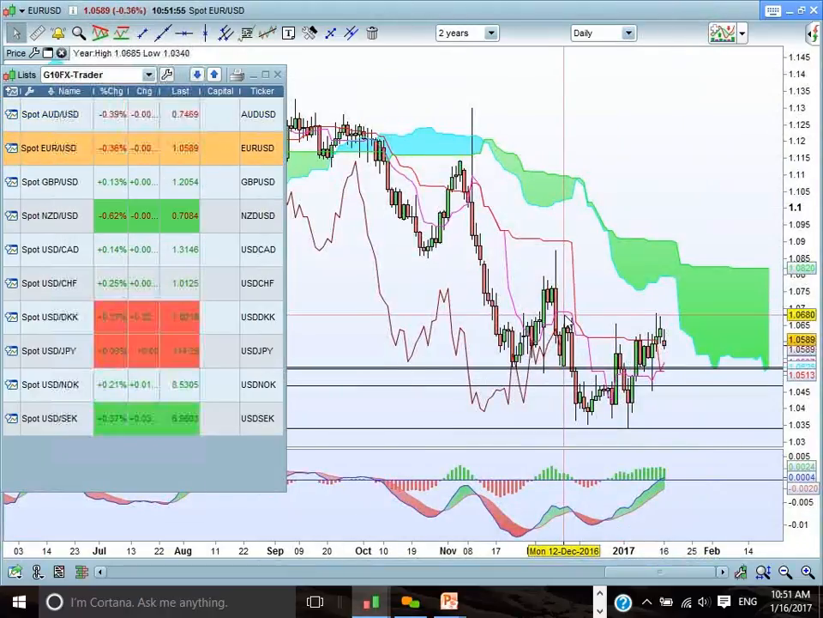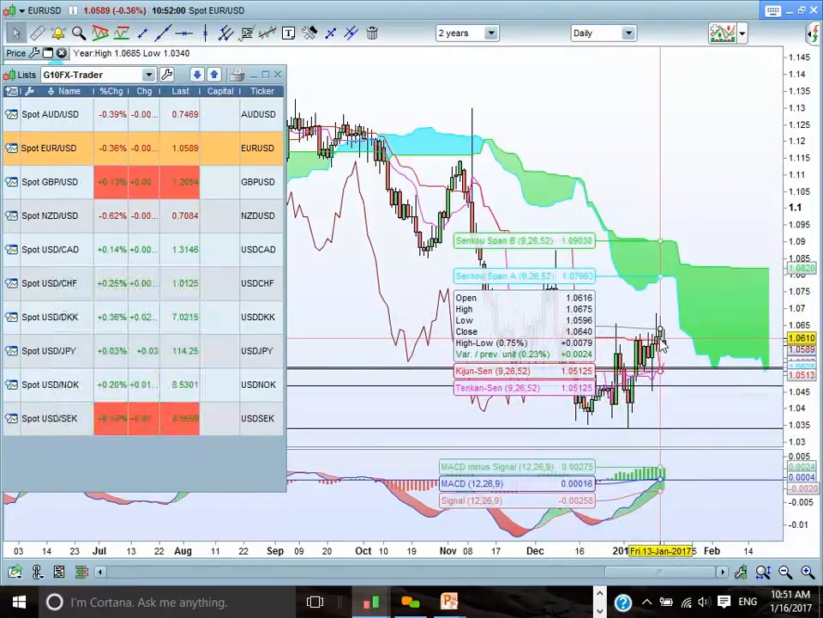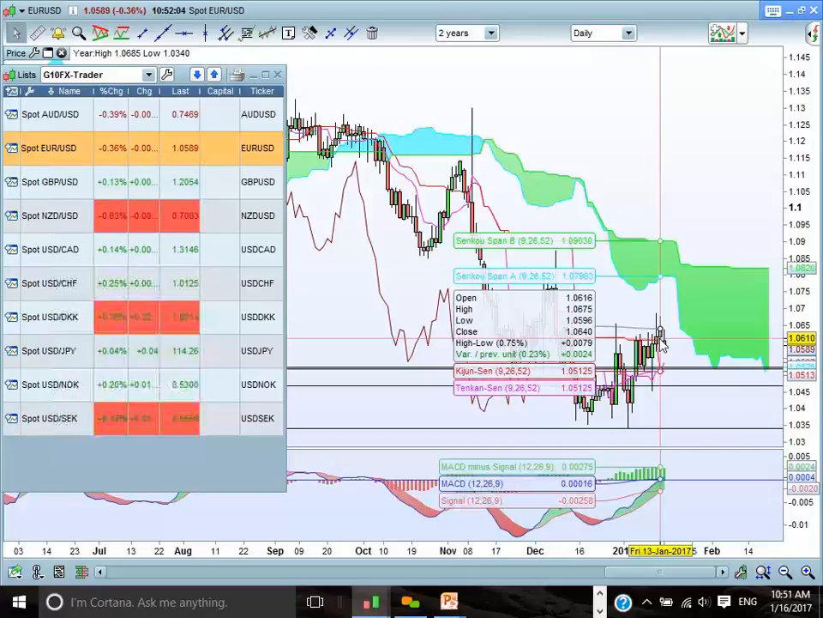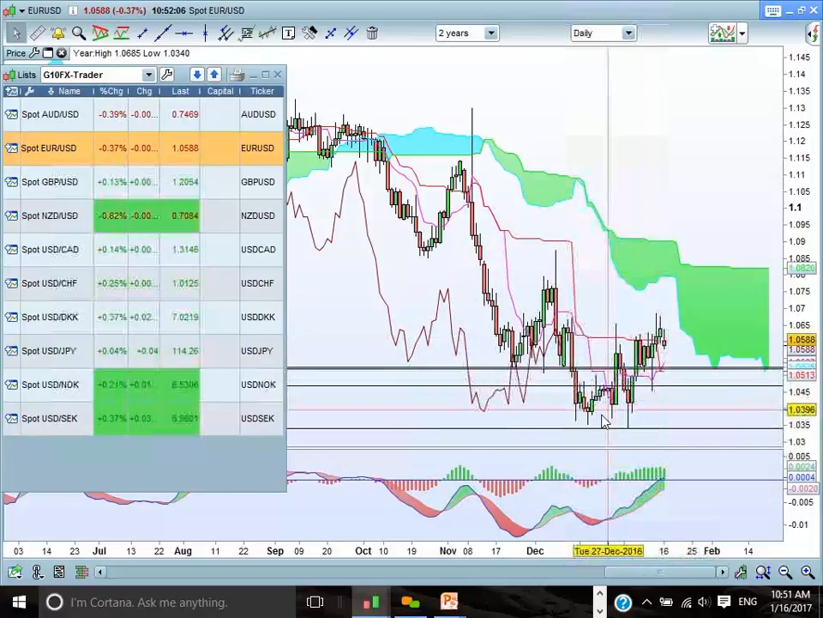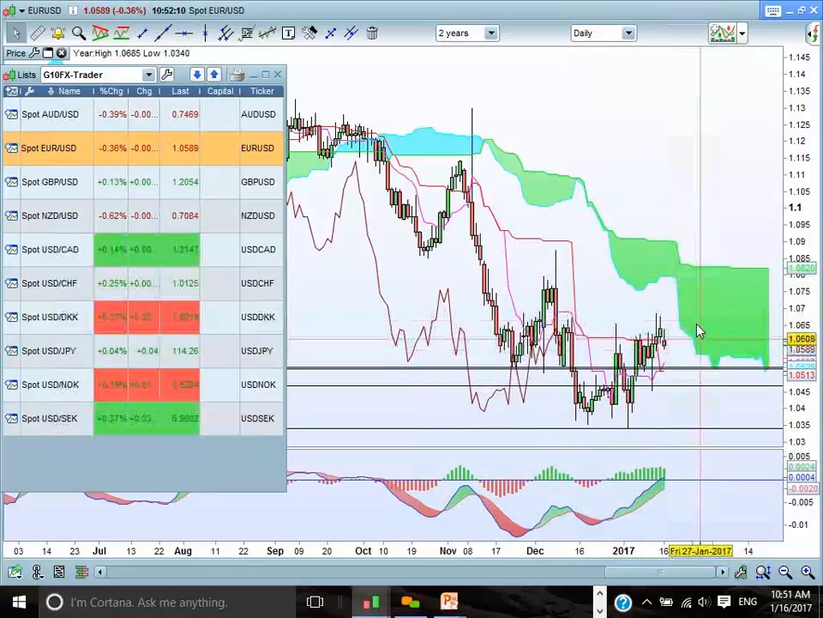Euro US dollar. Also grinding higher since the MACD buy signal at the bottom end of the cloud. Now, do remember, buy signals at the bottom end of the cloud are pretty weak. So these are just temporary relief trades. The cloud here is a major resistance zone.